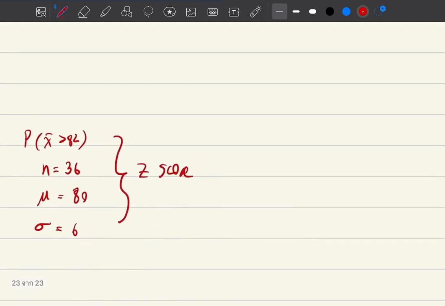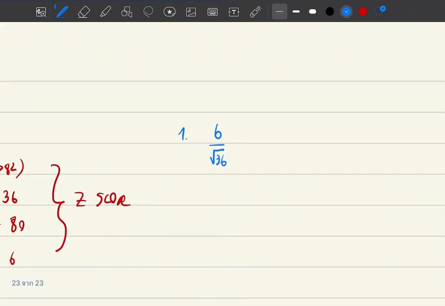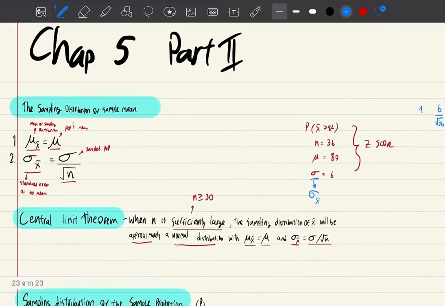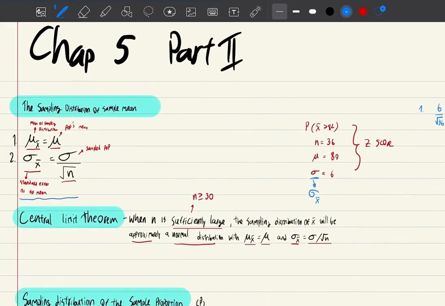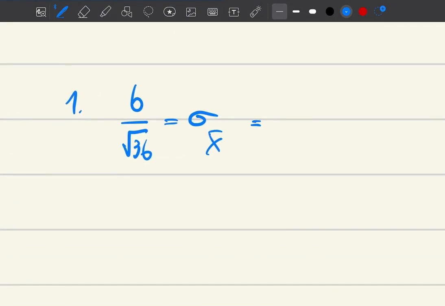So first, we have to convert to the standard deviation of the sampling distribution. We have 6 divided by the square root of n, or 36. This will be equal to the standard deviation of the sampling distribution. So this will be equal to 1.